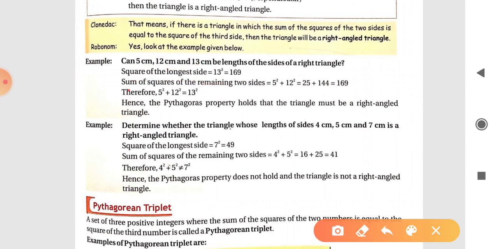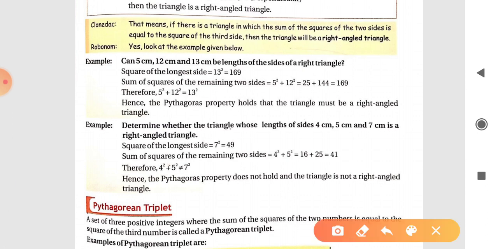And then the sum of squares of the remaining two sides, that means base square plus perpendicular square. Here base is 5. So 5 square plus 12 square is equal to 25 plus 144, and it is equal to 169. So here both are equal, that is 169 is equal to 169. So Pythagoras property holds. So this is a right angled triangle.